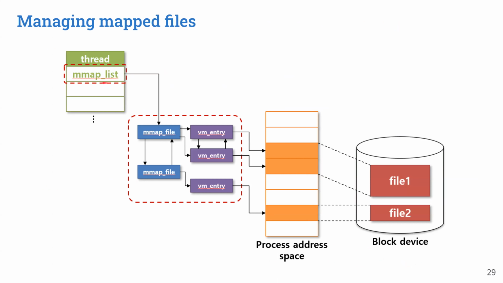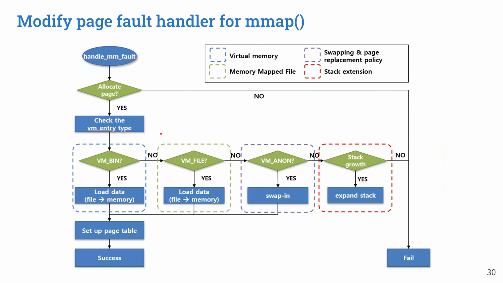In the thread structure, you will make a new element named mmap list, and mmap list will reference the list of mmapped files. As I said for the page table, you can use any data structure for this list, and each mmap file references its virtual pages for the file. And this part is added in the page fault handler. If the type is VM file, which means mmap files, you should load the data from the file into the memory.